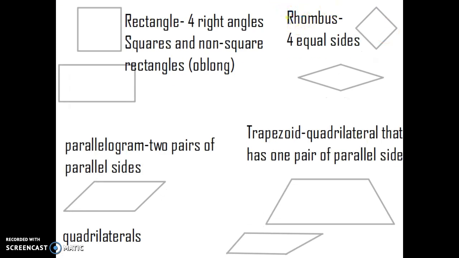We have the rhombus, which has 4 equal sides. We have the rectangle, which has 4 right angles. The parallelogram, which has 2 pairs of parallel sides. And the trapezoid, which is a quadrilateral that has 1 pair of parallel sides. So the parallelogram would also be a quadrilateral. Like I said, all 4 shapes are quadrilaterals. Okay, and then the square, it's important to know that a square can be both a rectangle and a rhombus.